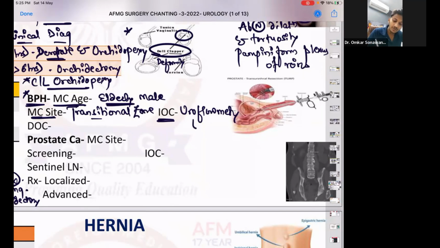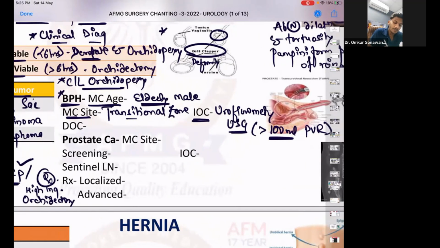Along with that, I can also do an ultrasound, and on ultrasound I can find the post-void residue. That means after urination there would be some amount of urine still left behind. The post-void residue would be more than 100 ml, which is suggestive of urinary retention and can be used for the diagnosis of BPH. So uroflowmetry will show hesitancy or intermittency, and ultrasound will show more than 100 ml of post-void residue in the patient.